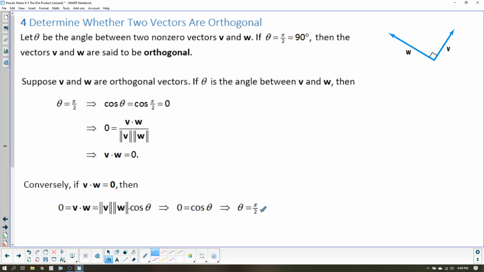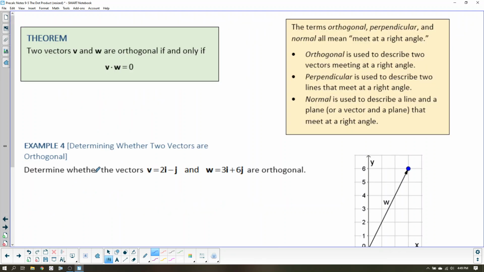The only option is theta has to be pi over 2. So this means we have a biconditional relationship here. It says that two vectors will be orthogonal if and only if their dot product is 0. So it turns out it's much easier to check if two vectors are orthogonal than even to check if they're parallel to each other.